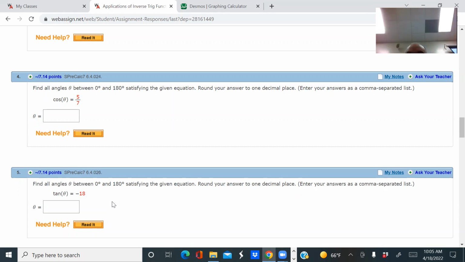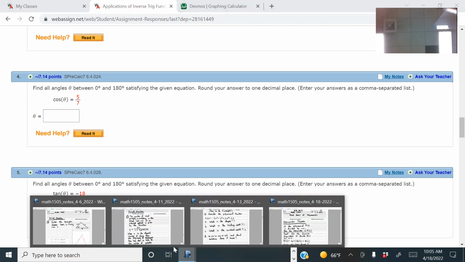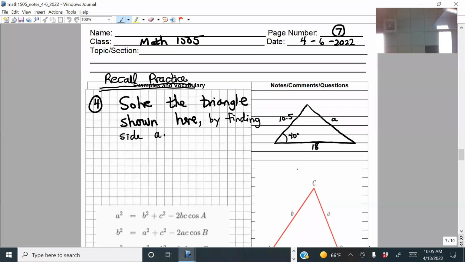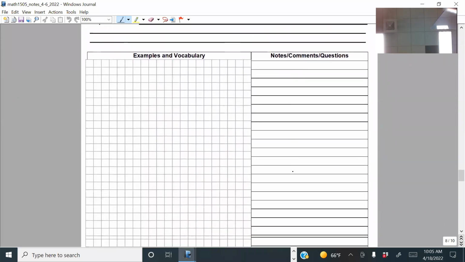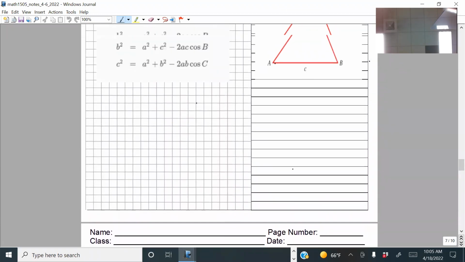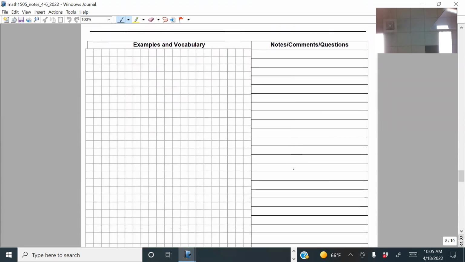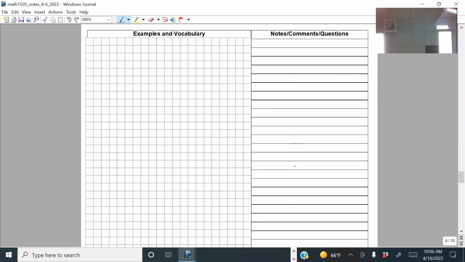So let me lower the screen here and let me see if I can find some paper to write on. I mean, some virtual paper. Let me find my notes and see if I've got any blank space in my notes or if I'm going to have to add some paper here. I've got a recall practice for you guys, but I think I've got enough room there for that recall practice. So let's try writing here.